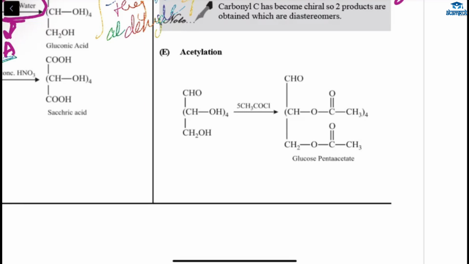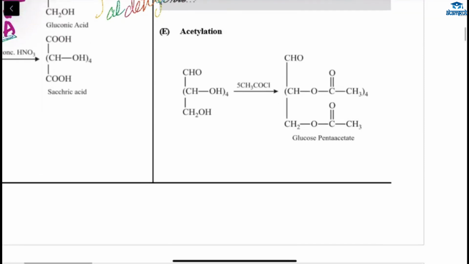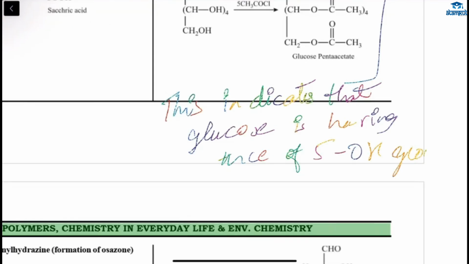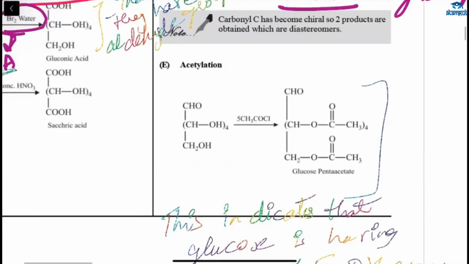The evidence of the alcoholic group has not come yet, but this is the reaction. This gives the basic knowledge that it has 5 hydroxyl groups. Okay, so this indicates what? This particular reaction indicates that glucose has the presence of 5 OH groups. Okay, now the last one. Last one is this one.